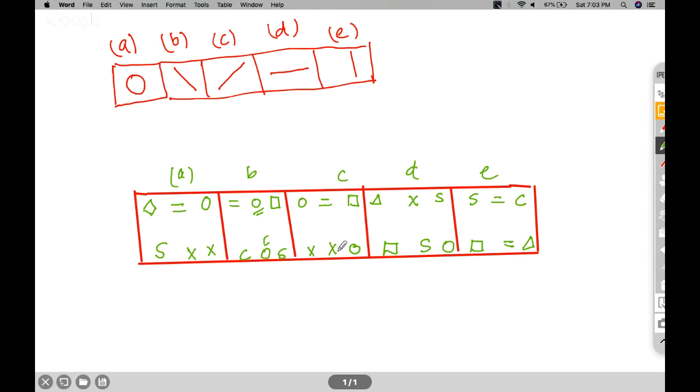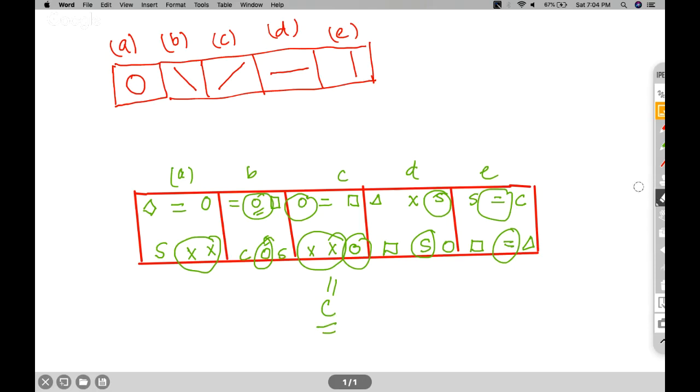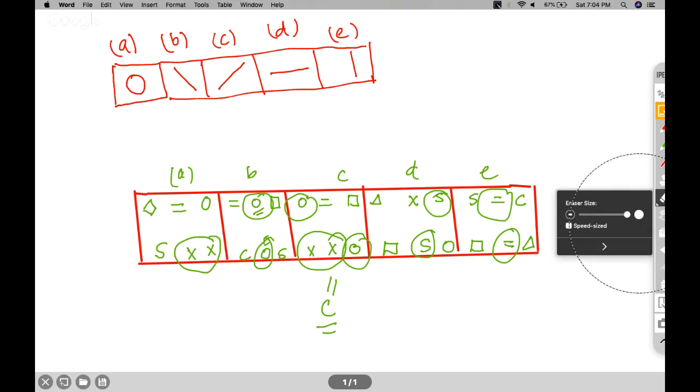Look at here, option C is right, because in all other options only one particular thing is repeating. Like here, this is repeating. In B, this circle is repeating. In D, S is repeating, and nothing else is repeating. In E, this equal to sign is repeating. In C, this cross is repeating, and this circle is also repeating. So option C would be the odd one out here, because there are two elements which are repeating.